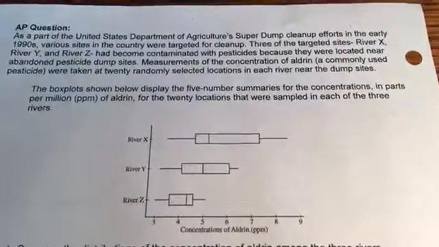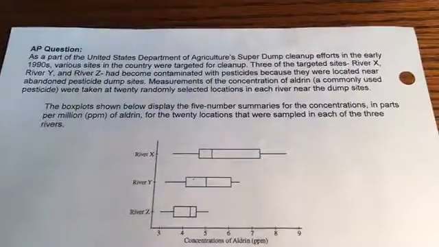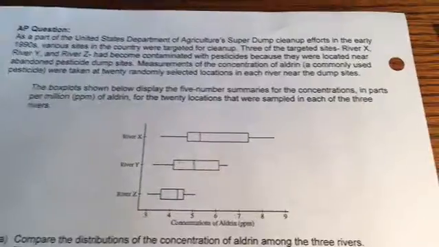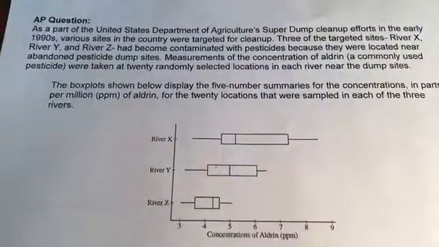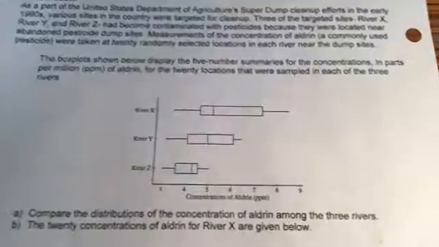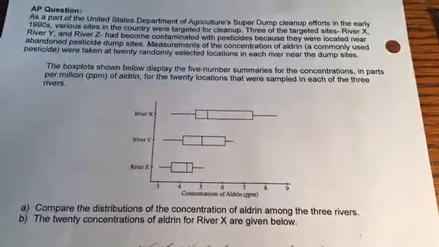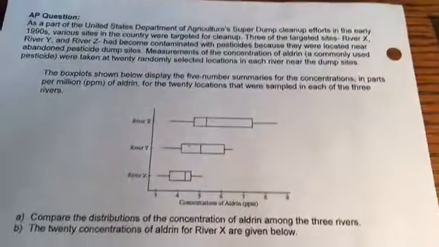So we see that the x-axis is our concentration, and the y-axis is, well, those are just explaining what the different box plots are for comparison. So we know that they have 20 different data points for each river. So the first part asks us to compare the distributions of the concentration among the 3 rivers.